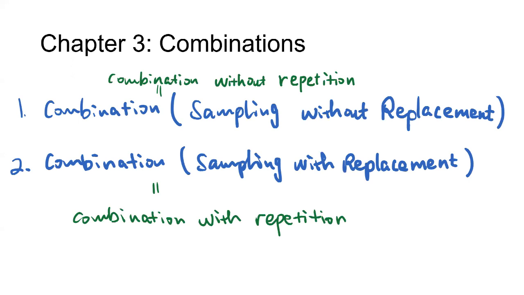Today we have two main topics. The first one is combination sampling without replacement. Sometimes it's also called combination without repetition. The second topic is combination sampling with replacement. Sometimes it's also called combination with repetition. First I will introduce the concepts, and then we'll practice with concrete examples.